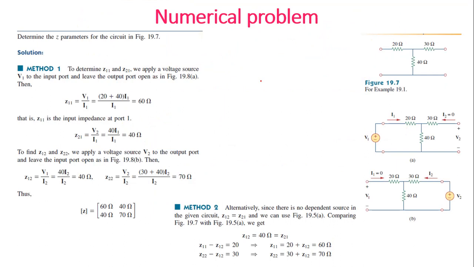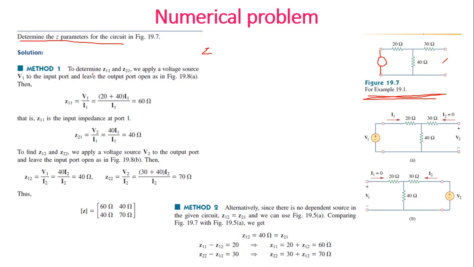So let us discuss a problem related to these Z parameters. The problem statement is: determine the Z parameters for the circuit shown. This is the example given. So we are going to determine the Z parameters, that is, we have to determine Z11, Z22, Z21 and Z12. Okay. So how can we obtain them? We know it is obtained by connecting a voltage source and open circuiting the other terminal and vice versa.